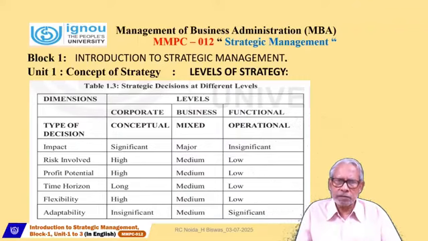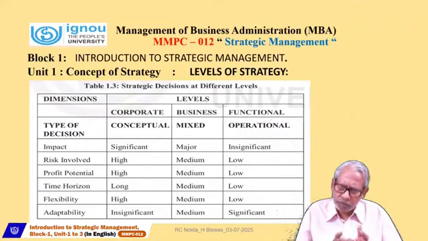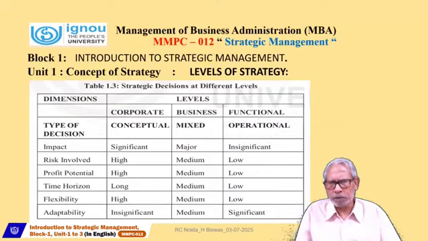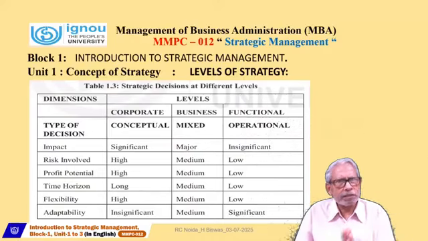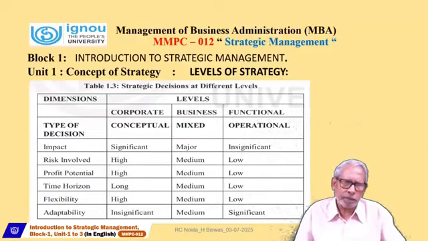In the business levels, they should have some of the conceptual idea as well as the operational idea. Both the things are required. So there, the major impact is major, and similarly high, medium, low, all these things are profit potentiality, time horizons, adaptability. There are types of decisions. So how much the decisions are impacted, level-wise, is defined here.